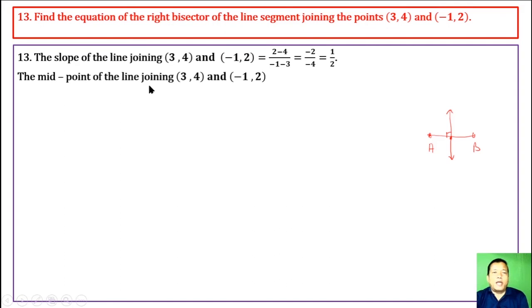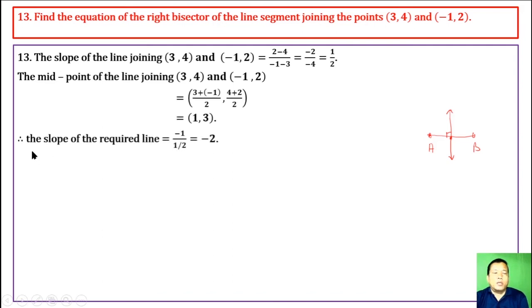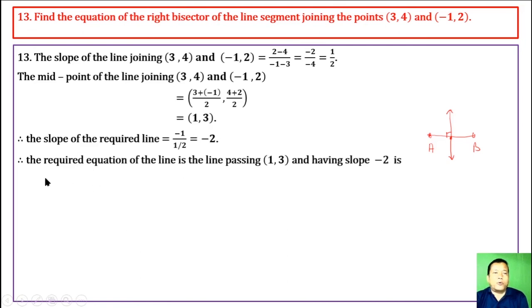The midpoint of the line joining these two points is (x1 plus x2) divided by 2 and (y1 plus y2) divided by 2, which gives (1, 3). The two lines are perpendicular, therefore the slope of the required line is minus 1 divided by the slope of the above line, which gives minus 2. Slopes are known, points are known. Therefore, the required equation of the line is the line passing through (1, 3) and having slope minus 2, that is y minus 3 equal to minus 2 times (x minus 1). We get this, which is the required equation of the line.